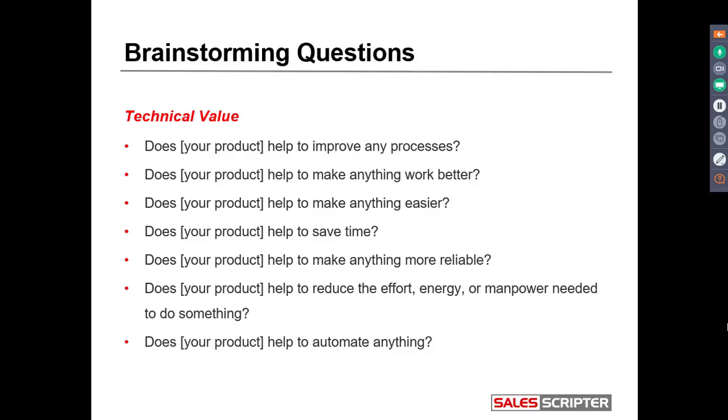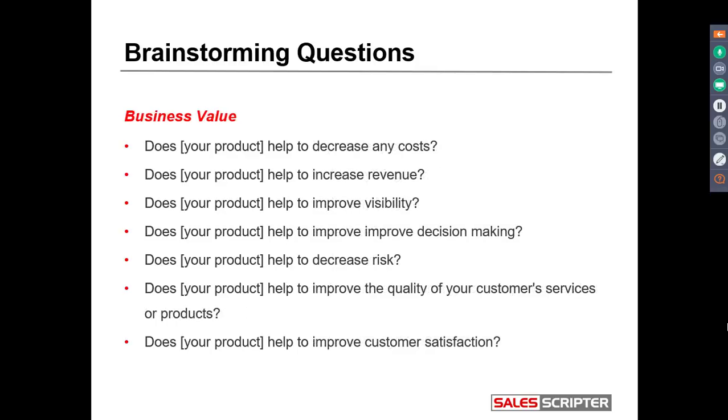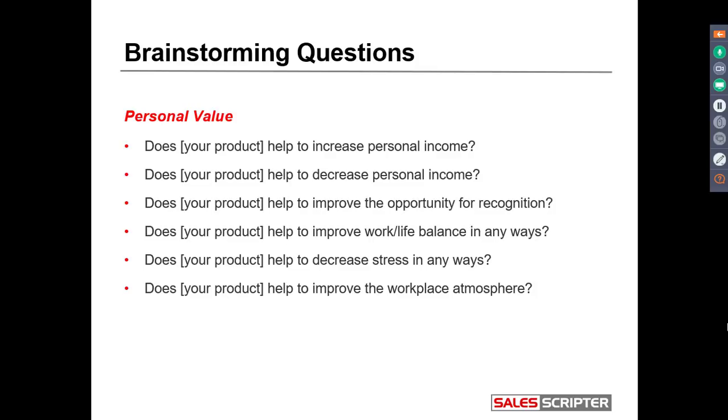These questions help you to brainstorm and think about improvements you help to make. You basically insert your product name or your feature, and if your answer to one of these questions is yes, then start to think about and compose how. So it's sort of like, does your product help to improve any processes? If your answer is yes, then how, or what processes? So these are just to guide you to start to brainstorm and organize and identify the different ways that you help. So here are some technical questions. Here are some business questions. Do you help to increase revenue, visibility, decision making, risk, customer satisfaction? Here are some personal questions: personal income, decrease stress, improve work-life balance, improve recognition.